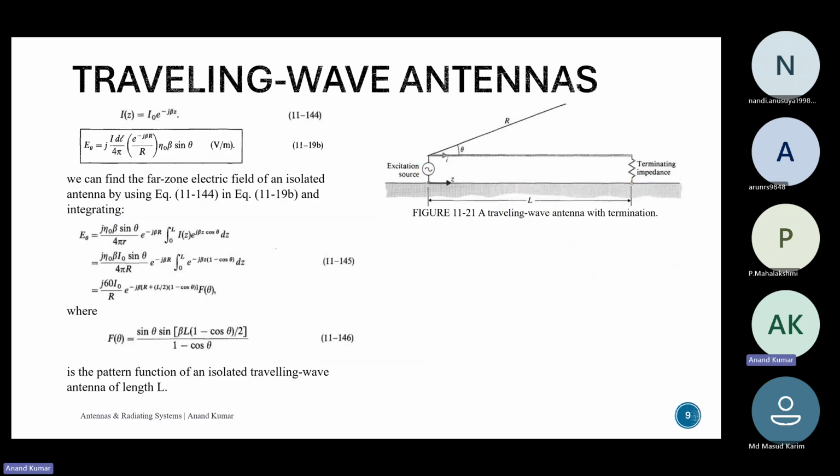Okay, so we had the expression of the current in the traveling wave antenna. We substituted that in the expression for electric field, solved it to get the electric field for the traveling wave, and we got the expression for the pattern function.